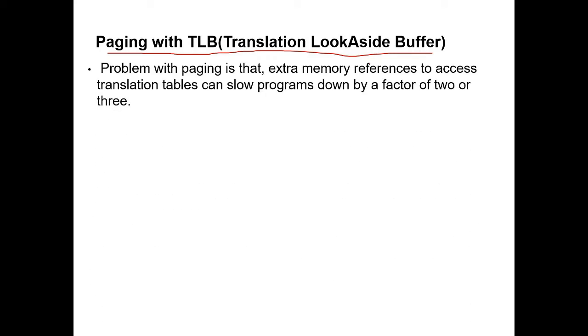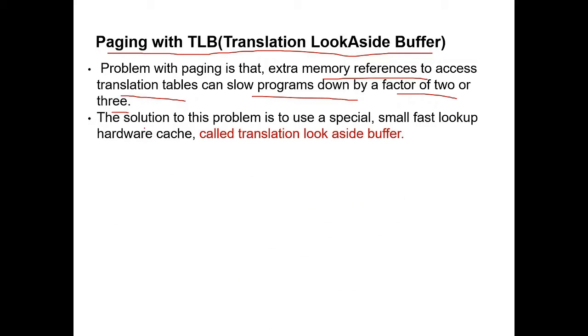The problem with paging is that extra memory references to access translation tables can slow programs down by a factor of 2 or 3. Searching again in the page table is going to take some time, due to which the response can be slow. The solution to this problem is to use special small fast lookup hardware called cache memory, that is, the translation lookaside buffer.